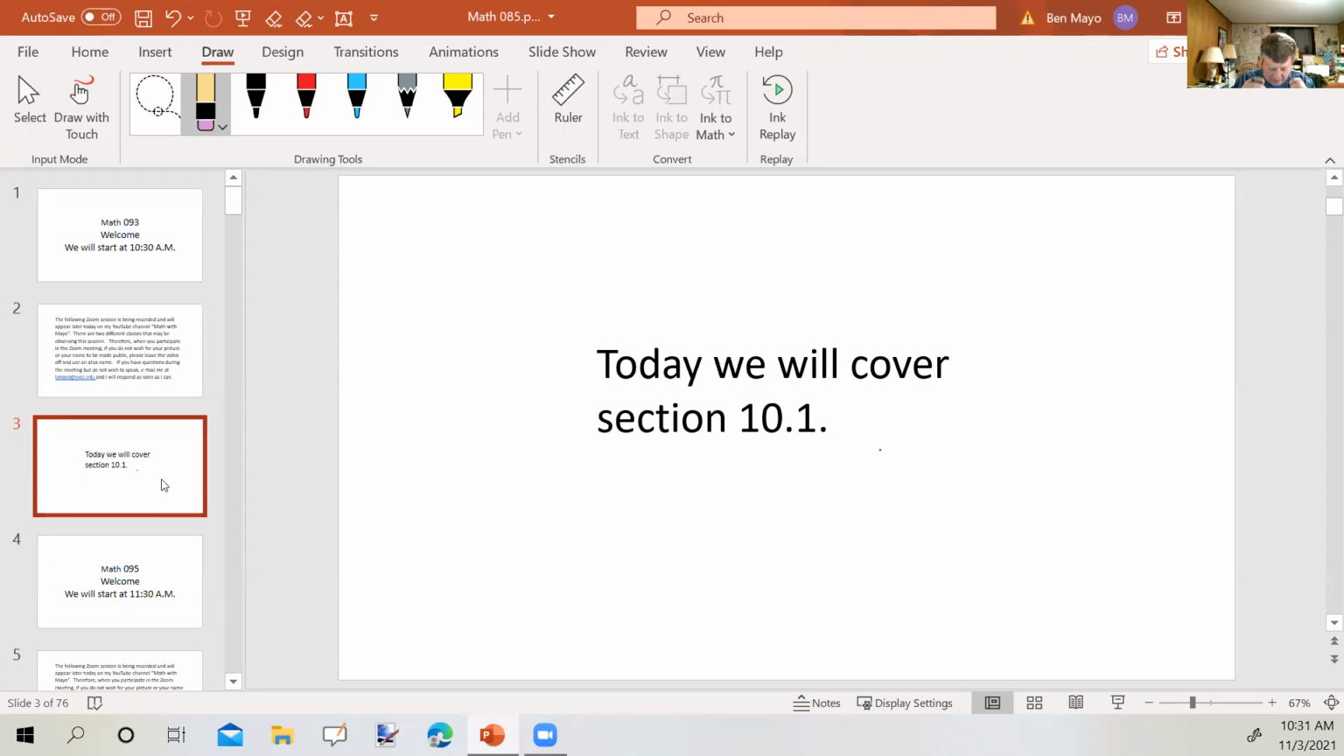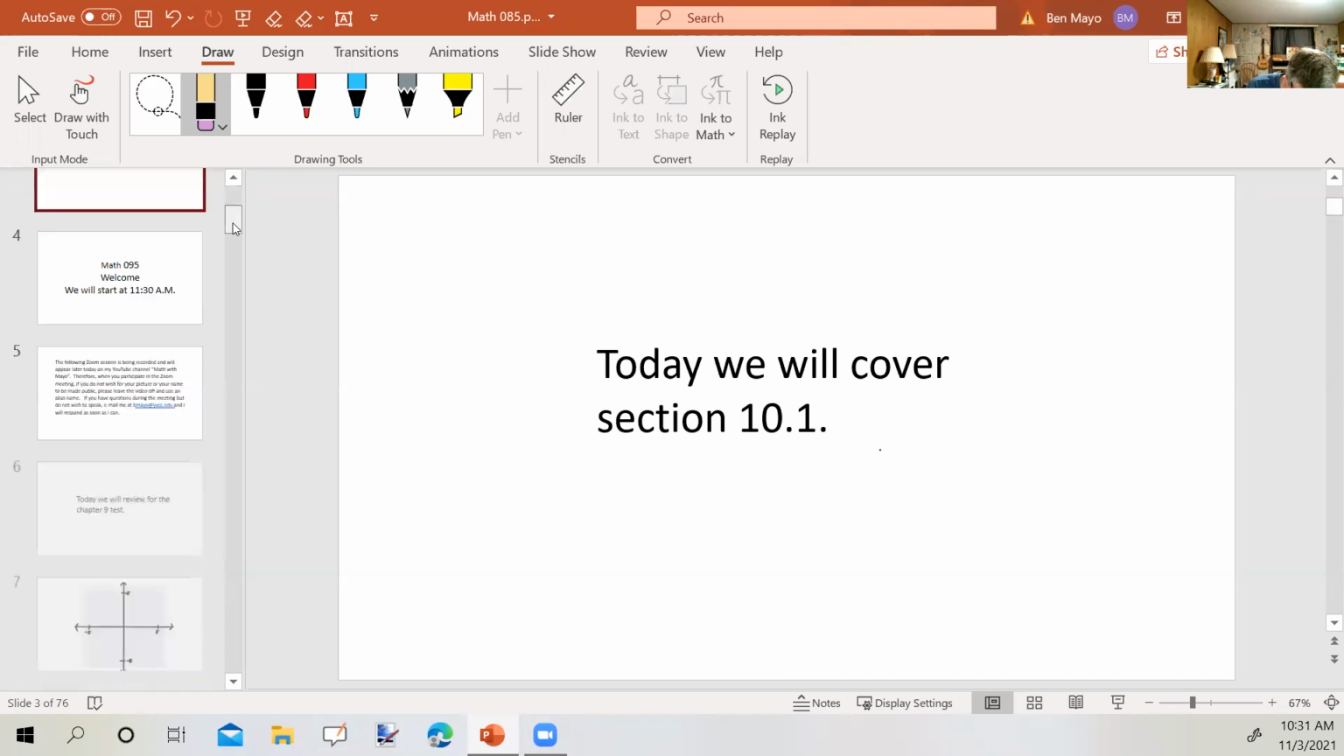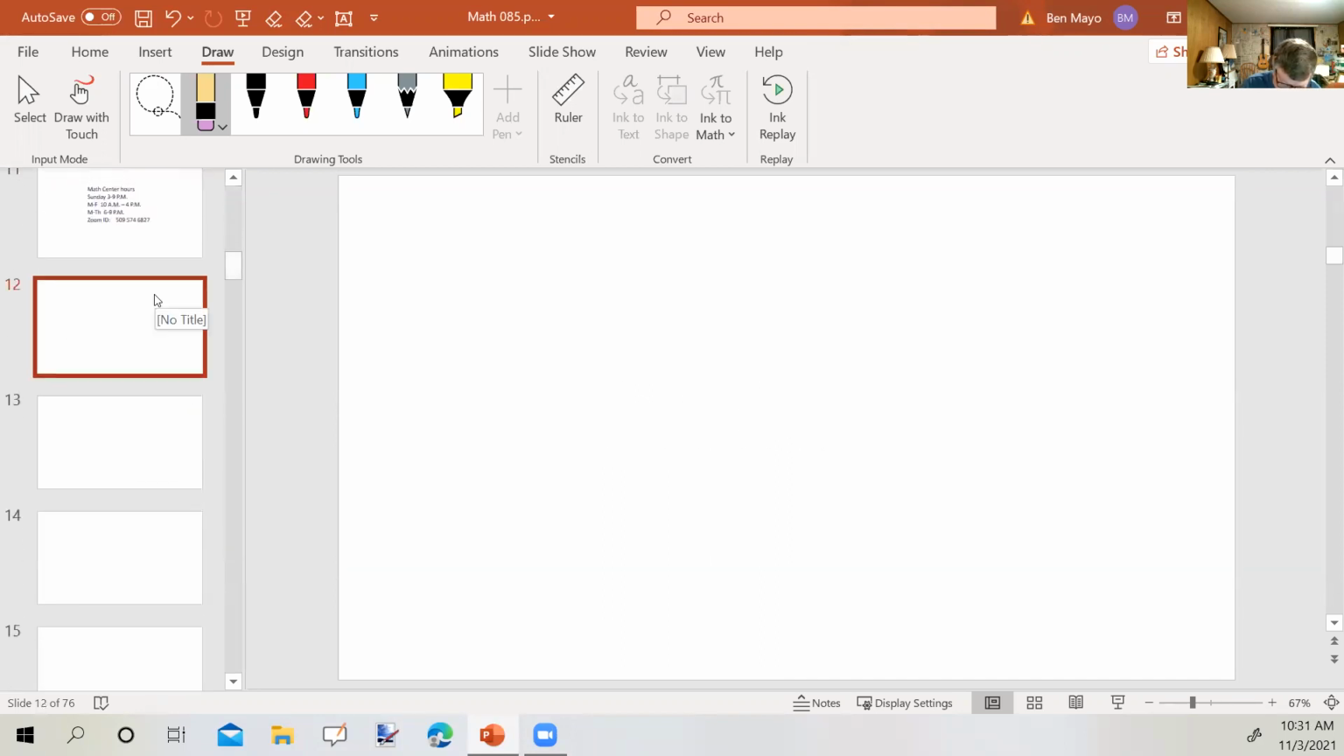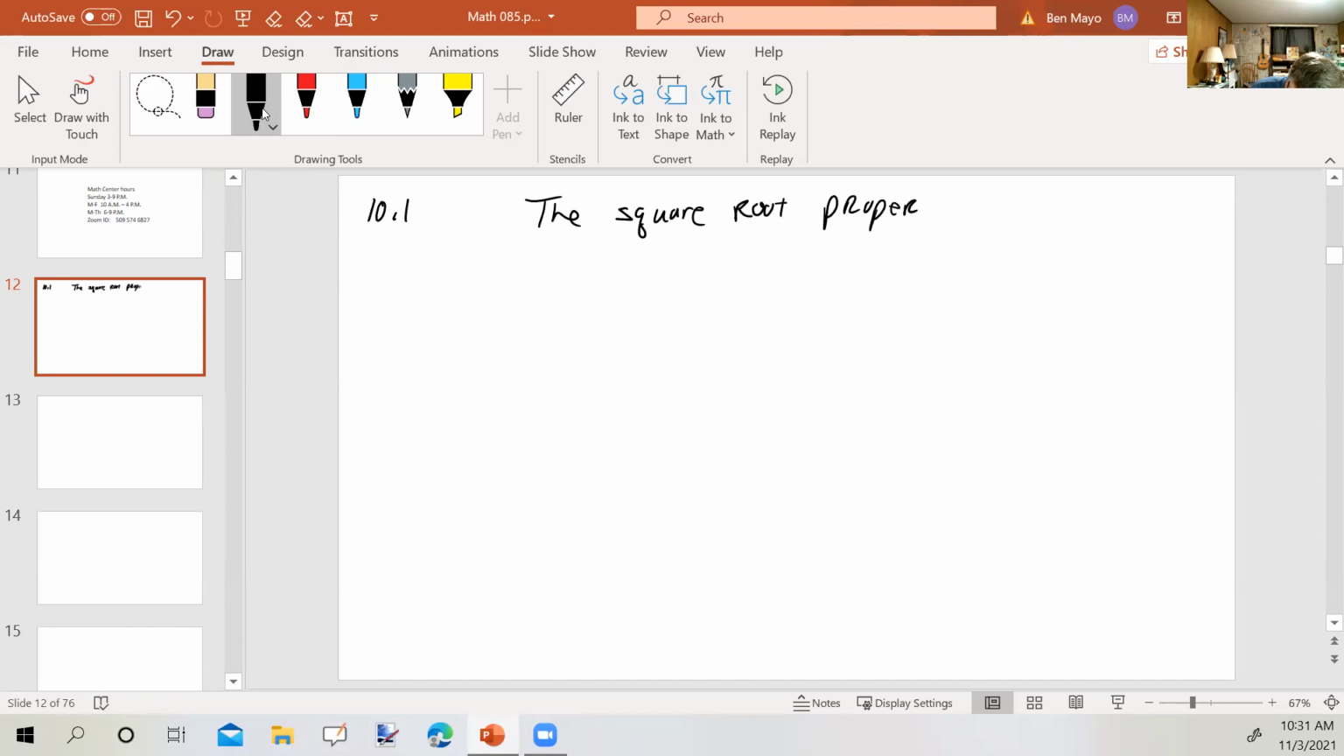So we're going to take a look at section 10.1. Here we go. We're going to look at something called the square root property. In the last chapter, we solved equations containing radicals by squaring or cubing both sides of an equation. In this chapter, we're going to go the other direction. We're going to take the square root of both sides of an equation.